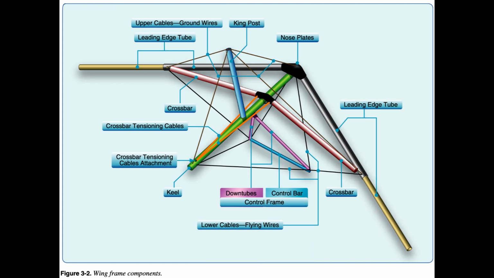Similar to the lower control frame holding the wing in position during flight, the king post is attached to the keel and supports the upper ground wires which hold the wing in position on the ground and in negative loads during flight. Figure 3-2. It also provides a structure for reflex lines which is discussed later in wing systems.